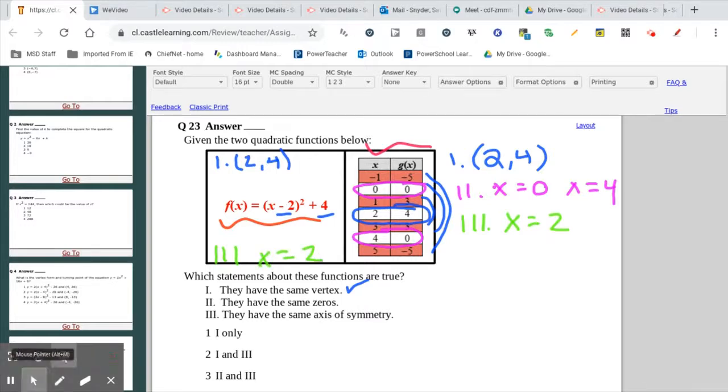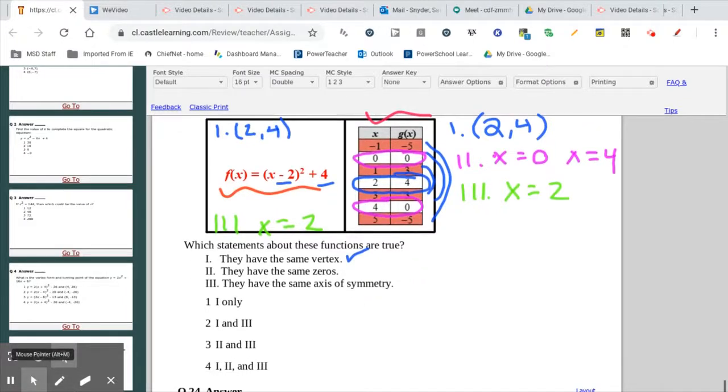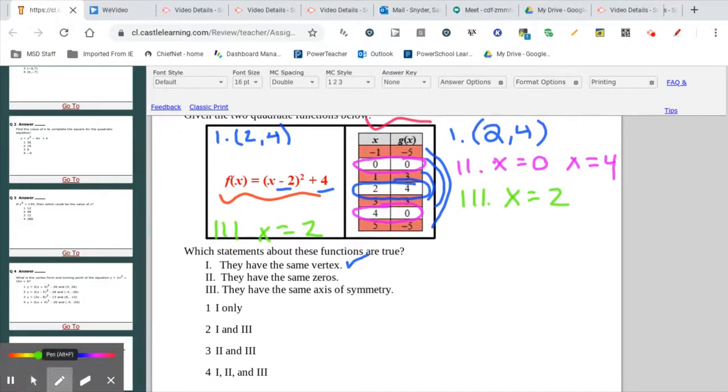So before I find the x values, your zeros of the left side, the f of x, I'm just going to kind of cancel some things out on our multiple choice. So obviously 1's not an option because it says 1 only. And 3 is not an option because it says 2 and 3. So now we're just figuring out, is 2, do they have the same zeros?